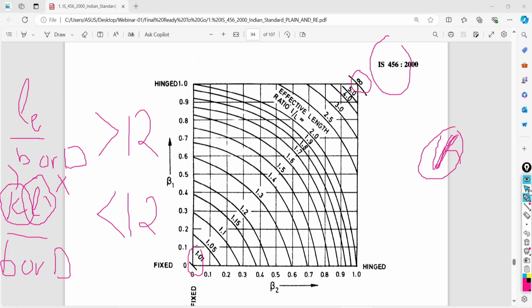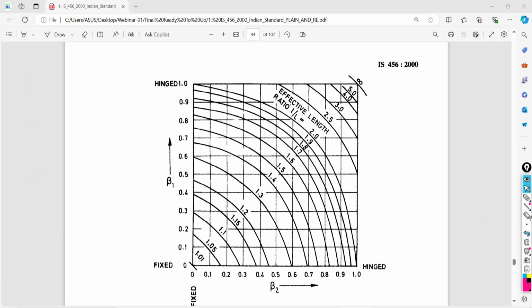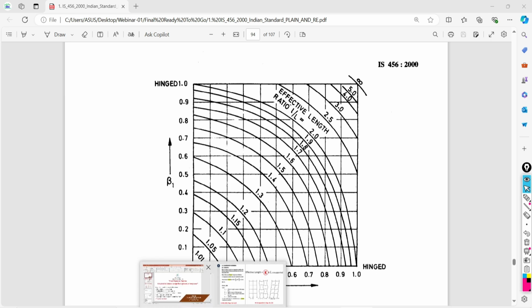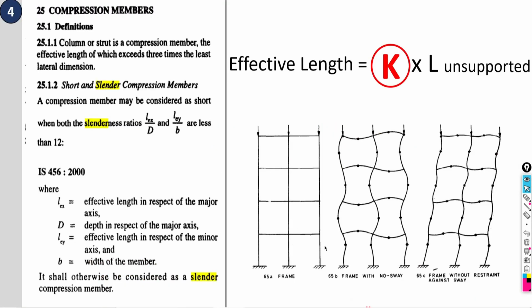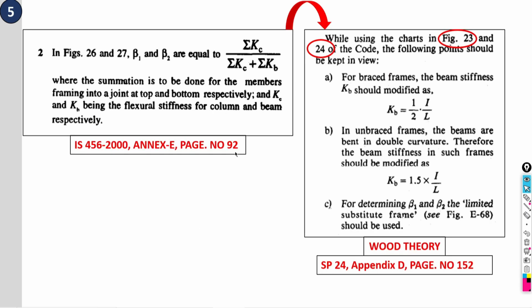So I hope you all understood the meaning of sway, the meaning of non-sway, and the importance of the effective length factor and unsupported length. Everything is now clear. Now I can go for the next step.